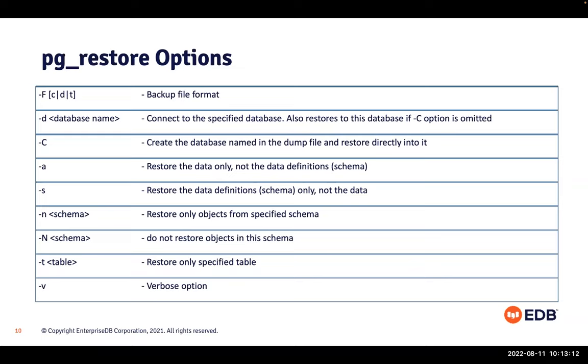And if the database is not there, then you have to specify -C, which will create the database named in the dump file and restore directly into it. Then we have the -a and -s options that restore the data only or the data definitions. Then I have -n, the schema, which restores the objects from your specified schema. And if you do not want to restore the objects of a particular schema, then you can specify -N. The same way -t and -T.